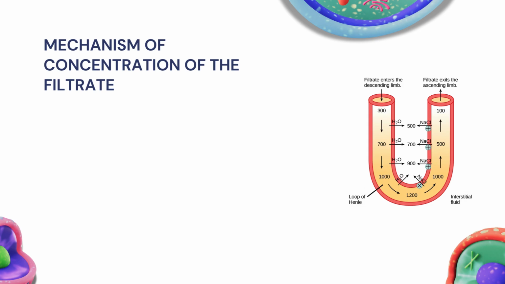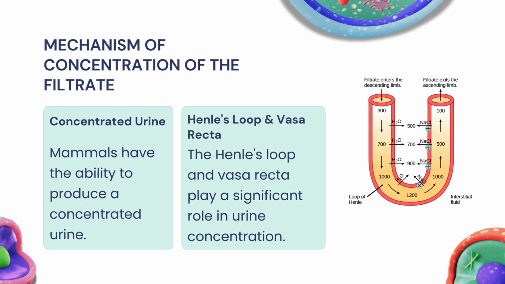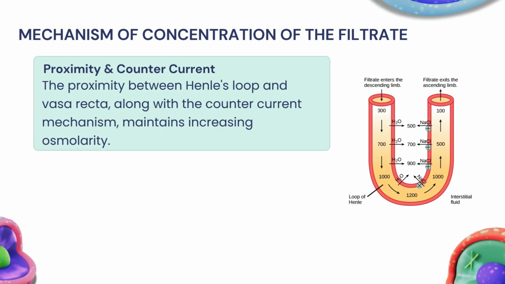The filtrate enters the descending limb and exits the ascending limb. Mammals have the ability to produce concentrated urine due to the countercurrent mechanism provided by Henle's loop and vasa recta. The flow of filtrate and blood in opposite directions creates a countercurrent pattern. The proximity between Henle's loop and vasa recta, along with the countercurrent mechanism, maintains increasing osmolarity.